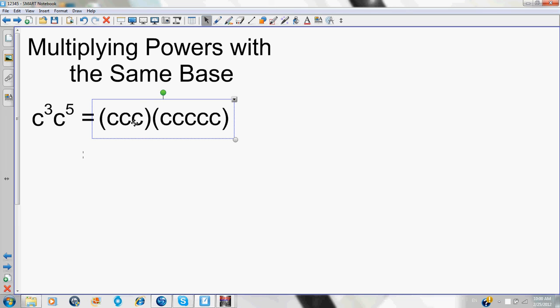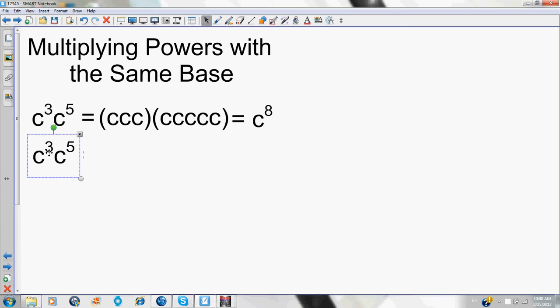So how many times do you see c multiplied here? 1, 2, 3, 4, 5, 6, 7, 8 times. So if you have c multiplied by itself 8 times, then you have c to the 8th power. Now, how could we do this so that it would be a little simpler? Because if you had c to the 150 times c to the 160, you wouldn't want to write out all those c's. So what shortcut could we have?